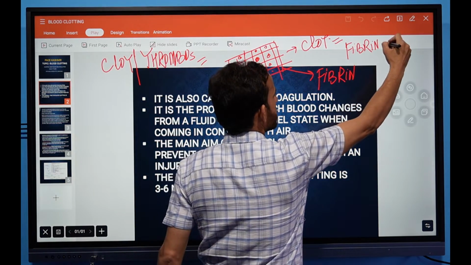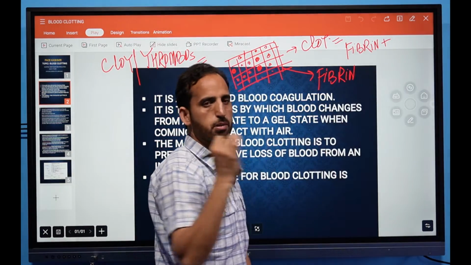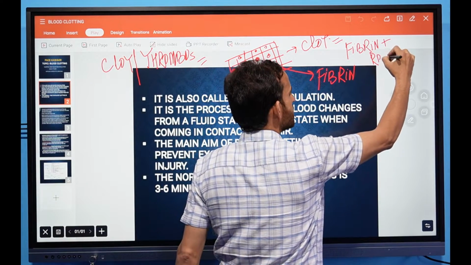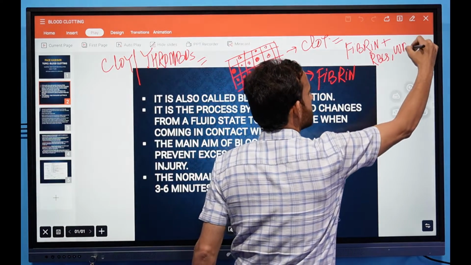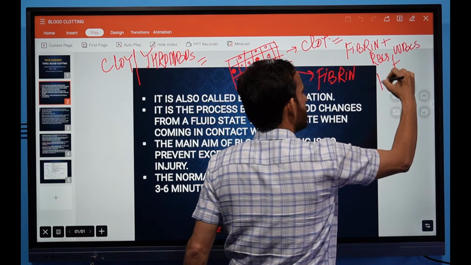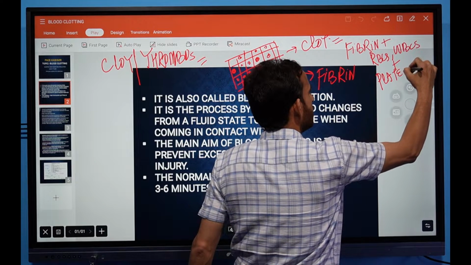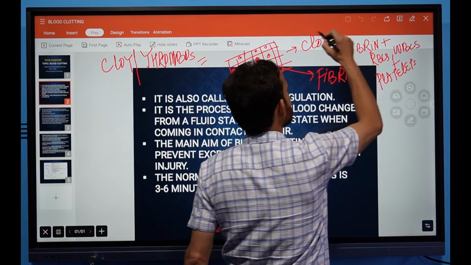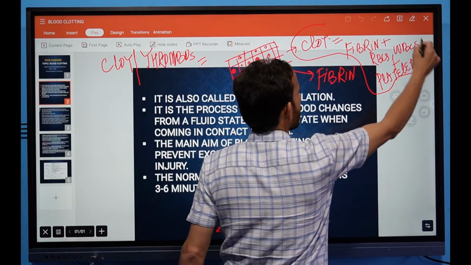It is made up of fibrin strands plus the cells of the blood, like the red blood cells, the white blood cells, and the platelets. So they form this very important structure, and that structure is called the clot.